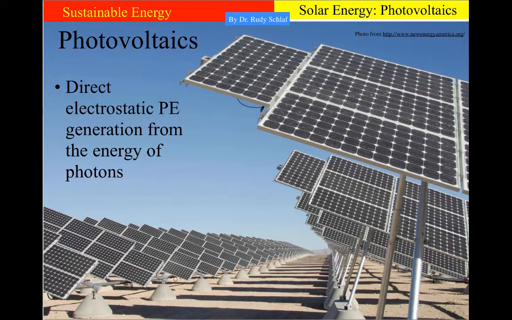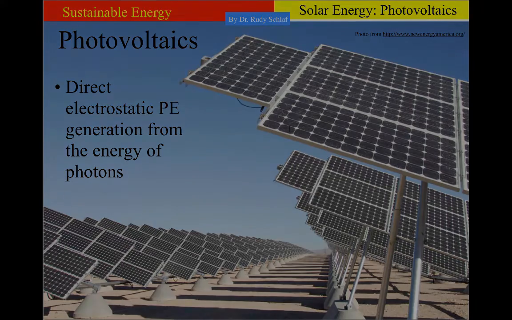This photo shows a typical array of such solar cells as they would be installed in a photovoltaic plant. The small dark squares that you see in these panels are individual silicon wafers that have been configured to work as solar cells. In these cells, photons that come from the sun are directly converted into electrostatic potential energy of electrons, and this enables these electrons to drive a current through a load that is connected to these panels.